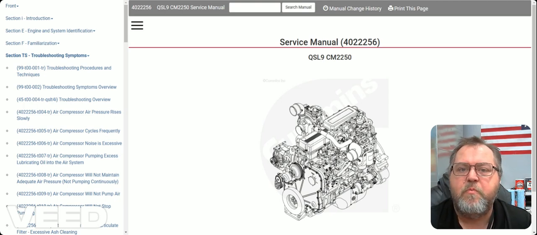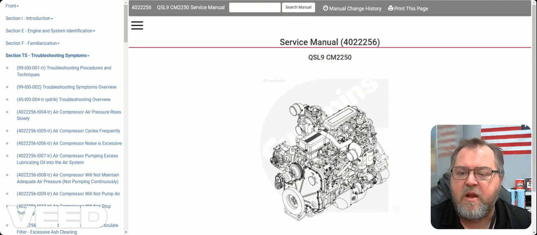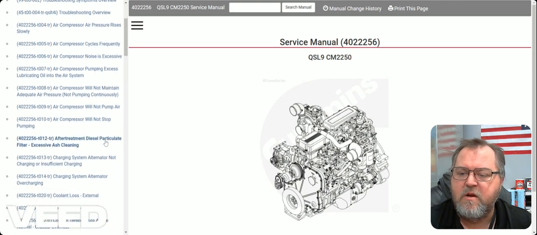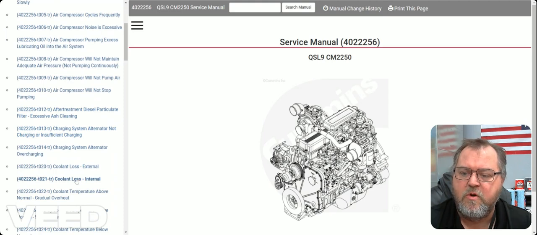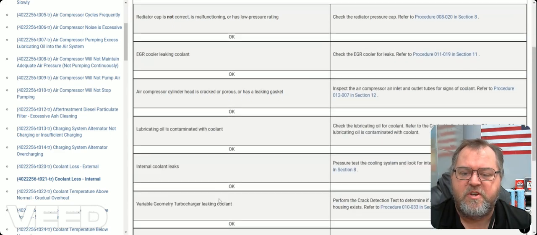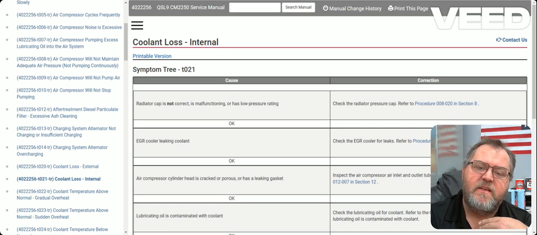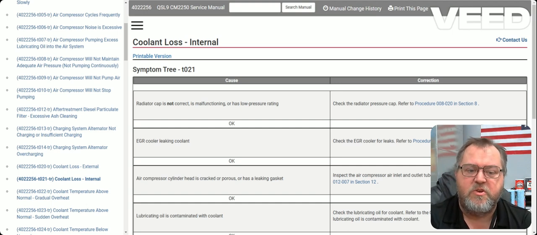So what I did is I opened up the QSL service manual, and I went to the troubleshooting symptoms part of that service manual. If we go to that page right now and scroll down to coolant loss internal, we're going to click on that. What it has is a list of different things to check in order, right? So if we look up here at the top, we're starting with the simple stuff, things that are easy to check, maybe not the most likely, but quick to check and quick to eliminate as a suspect.